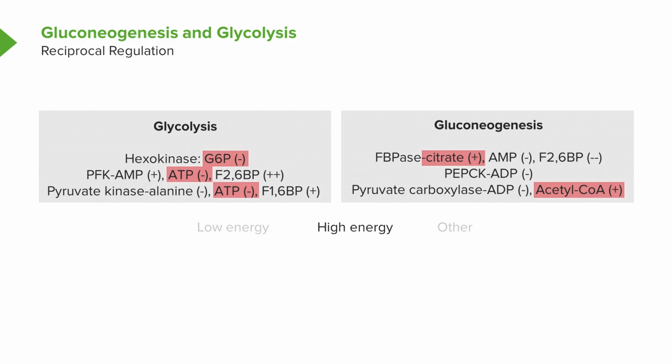Now, citrate is one of these things that indicates high energy. With citrate, the fructose bisphosphatase, FBPase, is activated. Another thing that indicates high energy is acetyl-CoA. Now, acetyl-CoA, you may remember, is one of those things that if it's produced in excess is going to be a problem, and you make fat when you have high energy, and if you have a lot of acetyl-CoA, high energy. So these high energy indicators are having opposite effects on glycolysis and gluconeogenesis.